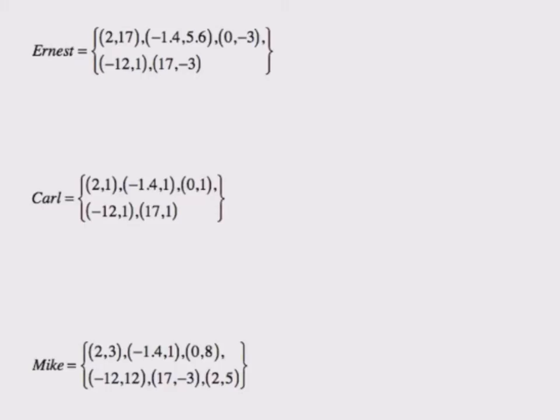Okay, let's look at our original three relations again, this time represented as ordered pairs. Now I'll tell you, for me, this is the most difficult representation to use to determine whether you're looking at a function. But either way, we're going to learn how to use it. Okay, let's zoom in on Ernest.